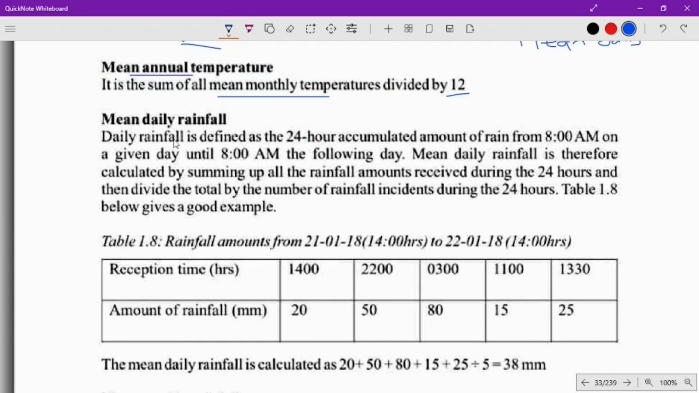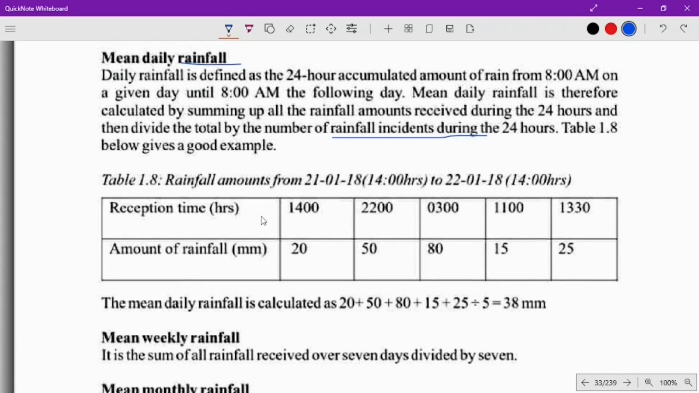The same can be done for rainfall. So the daily rainfall is defined as the 24-hour accumulated amount of rain from 8 a.m. on a given day until 8 a.m. on the following day. So we can do the mean daily rainfall, where we calculate by summing up all the rainfall amounts received during the 24 hours, then divide by the total number of rainfall incidents during the day.